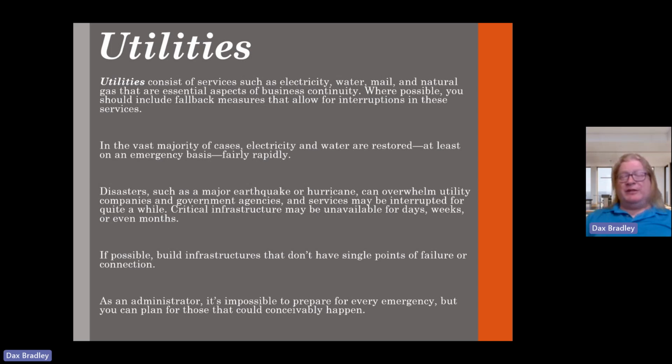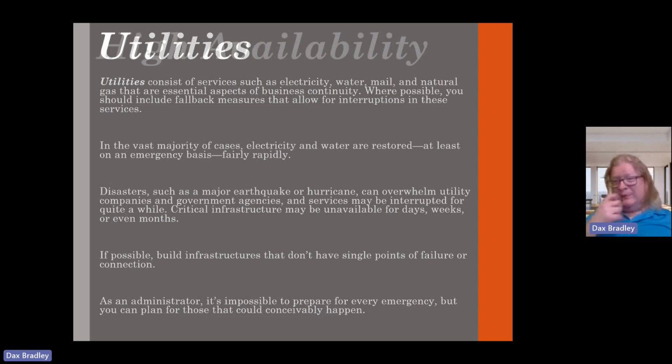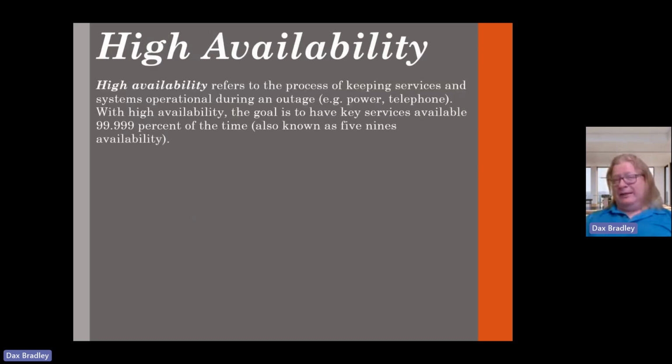So as an administrator, it's possible to prepare for most things, but not possible to prepare for every single potential disaster. But you can look ahead to those that can conceivably happen. And that's what we're talking about today. We want to ensure high availability. Now, high availability refers to keeping services and systems functional during an outage. With high availability, the goal here is 99.999% operation, known as the 5 nines availability.